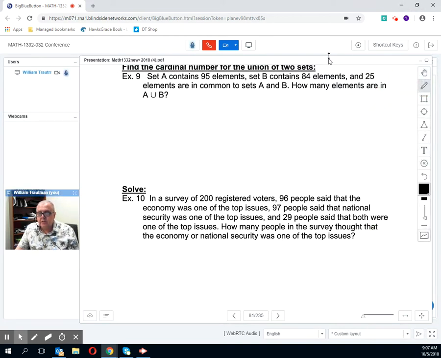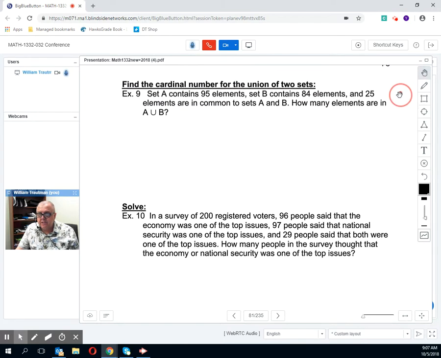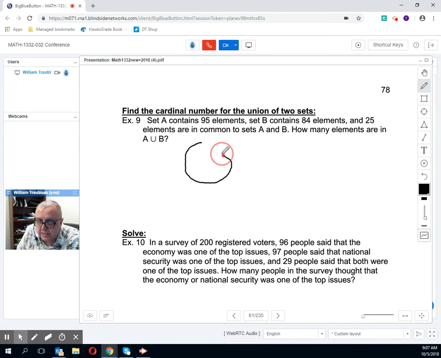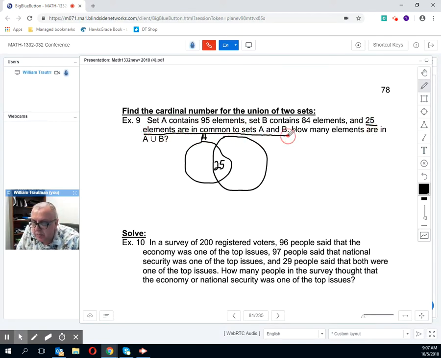Okay, so now question 9 says find the cardinal number of the union of the two sets. A contains 95 elements. Let me try to write this somehow. Here's set A. B contains 84 elements, and 25 elements are common in both A and B. So if I have a set here, do you see 25 elements are in A or B? You're always going to write the intersection first. 25 elements are in common with A and B, okay?